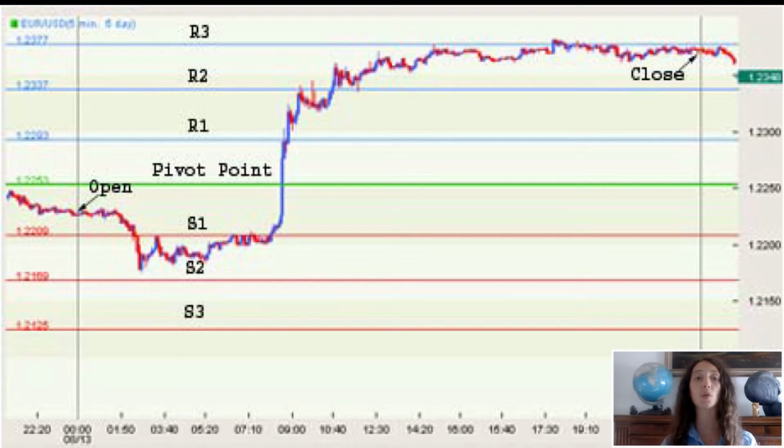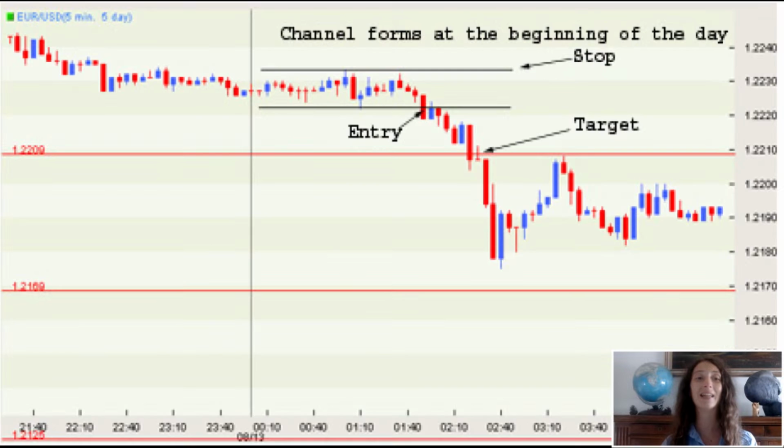The problem on this day was that S1 was very close to the breakout level and there were just not enough pips in the trade, 13 pips. This is a good entry technique for you. Just because it was not suitable this day does not mean it will not be suitable the next day.